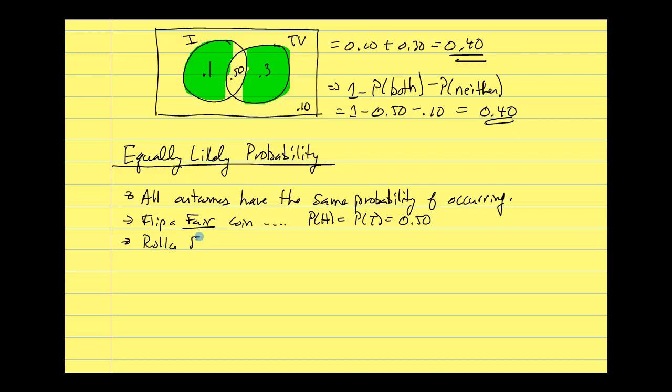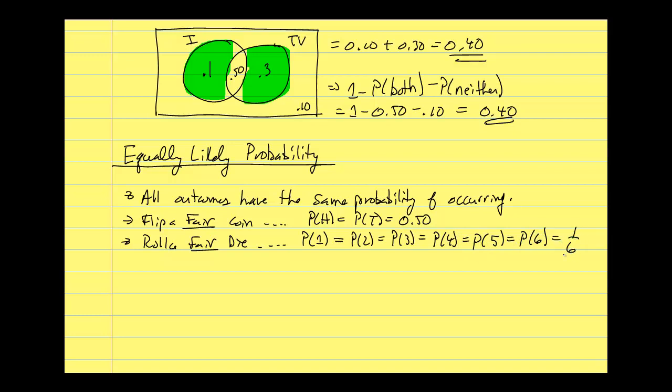Another example here is if we roll a fair die. And again, it has to be a fair die. If it's a loaded die, then the probabilities won't be equally likely. So the probability of rolling a 1 is the same as the probability of rolling a 2, is the same as the probability of a 3, 4, 5, and a 6, and they're all equal to 1/6.